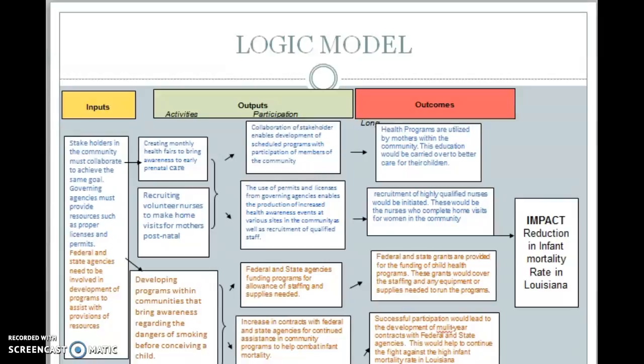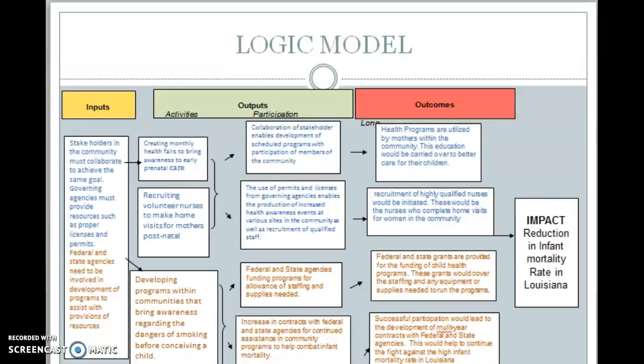Secondly, the use of permits and licenses from governing agencies enables the production of increased health awareness events at various sites in the communities, as well as the recruitment of qualified staff. The next would be federal and state agency funding programs for allowance of staffing and supplies needed. And lastly, in the participation section, would be the increase in contracts with federal and state agencies for continued assistance in community programs to help combat infant mortality.